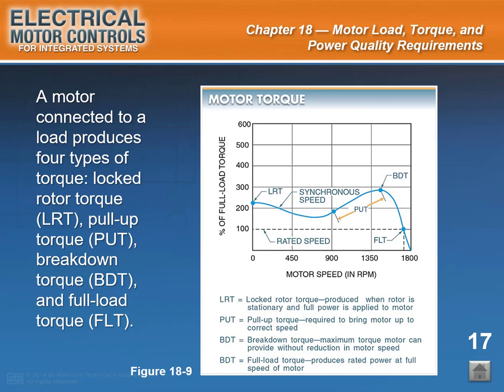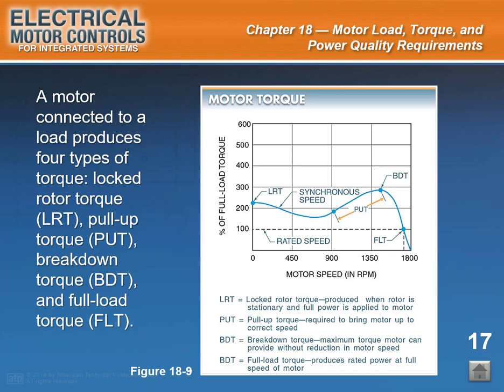A motor connected to a load produces 4 types of torque: locked rotor torque, known as LRT, pull-up torque, known as PUT, breakdown torque, known as BDT, and full load torque, known as FLT. See Figure 18-9. A motor must produce enough torque to start the load and keep it moving for the motor to operate the load connected to it. It bears repeating that the four types of torque are 1. Locked rotor torque, LRT, 2. Pull-up torque, PUT, 3. Breakdown torque, BDT, and 4. Full load torque, FLT. End of slide 17.